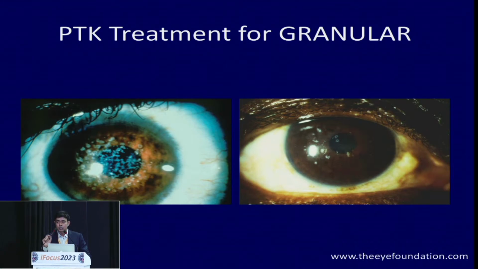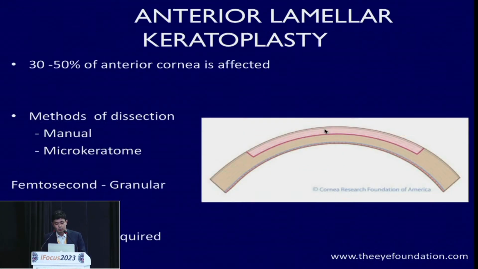Again, the aim of PTK is not to remove every last opacity. It is essentially to reduce the amount of opacification which is in the superficial layers, reduce the amount of light scattering caused by these opacities, and there is a significant improvement in visual quality in these patients. You may have a few scattered opacities here and there, but the patient does quite well.